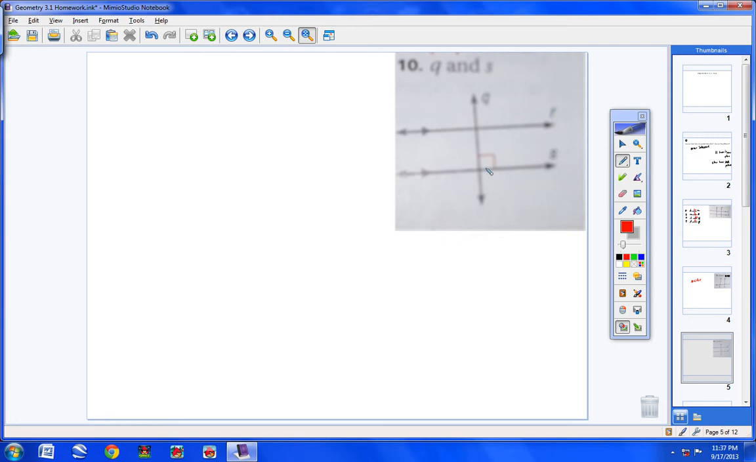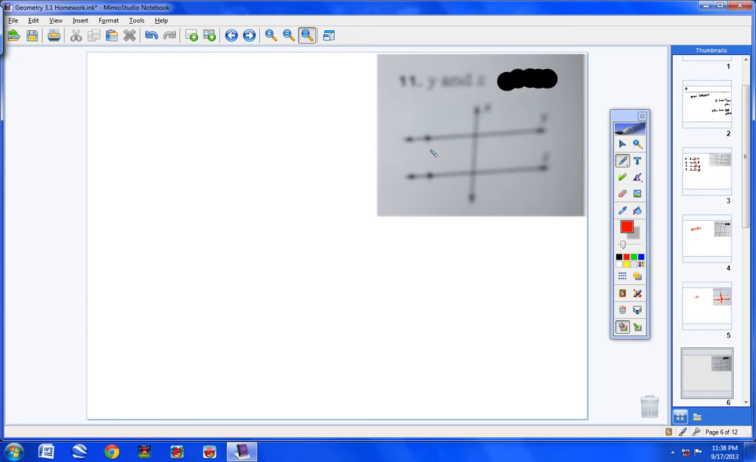Number 10, Q and S. Well, here's Q, and here's S. If you'll look in your book, I know my picture's blurry, and I apologize, but look in your book. You'll see there's a right angle right there for Q and S. So Q and S are perpendicular.